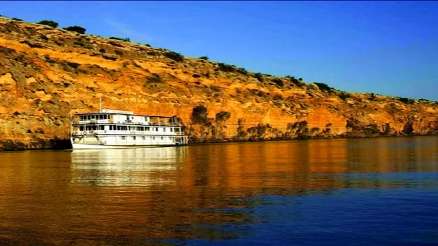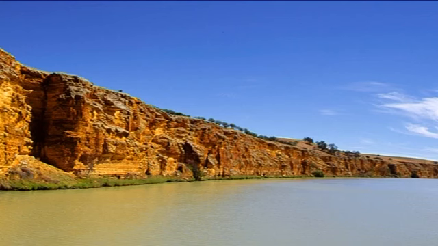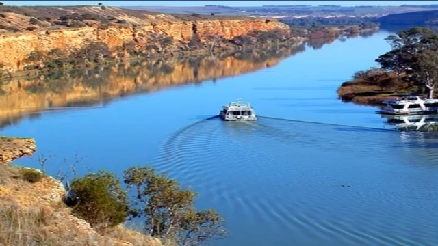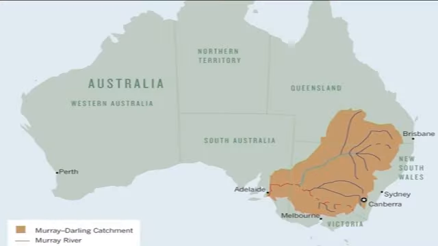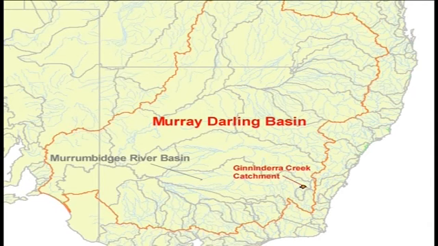The River Murray and its tributary, the Darling River, are the main rivers in the Murray-Darling River Basin. This drainage basin comprises the major part of the interior lowlands of Australia, covering more than 1 million square kilometers, or about 14% of Australia. The Murray-Darling catchment also contains Australia's longest continuous river system.